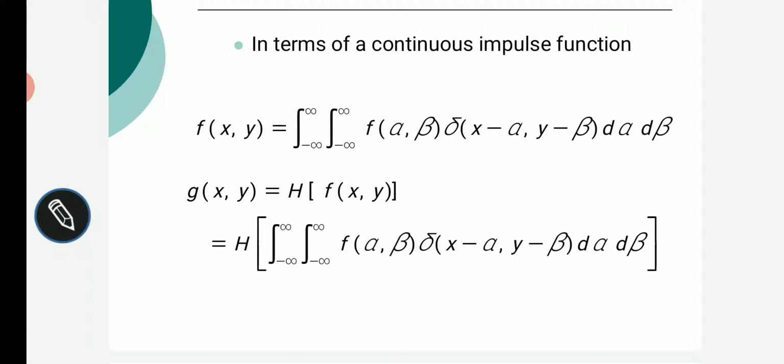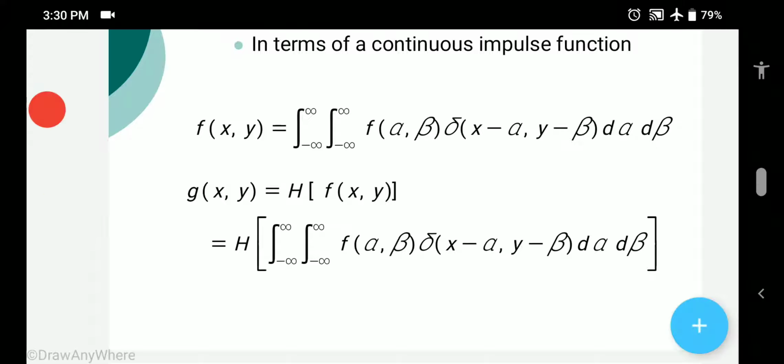Now we know the input-output relationship g(x,y) = h[f(x,y)]. Wherever f(x,y) is there, it is replaced by this one, and we get this function. Now again, assuming for the moment η(x,y) = 0 and substituting in the above equation, we get this function.